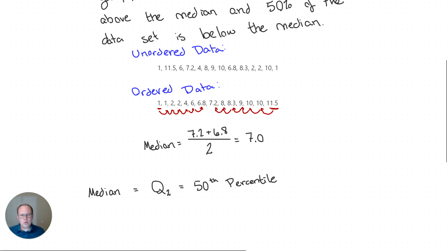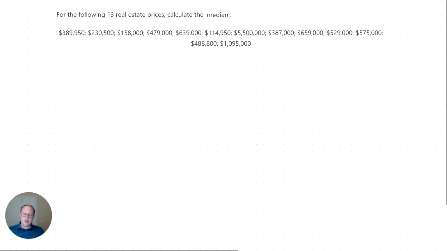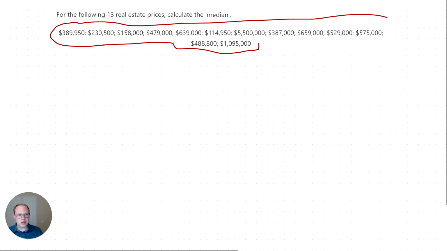Okay? Let's look at one more slightly trickier example. For the following 13 real estate prices, calculate the median. So calculating the median for this isn't so hard. Even if you wanted to do it by hand, it wouldn't be outrageously difficult. There aren't that many data values we have to look at. If we wanted to calculate this by hand, we would line these up in order and then find the value in the middle. Or if 2 values are in the middle, take the average of those 2 values, like we did in the last example.